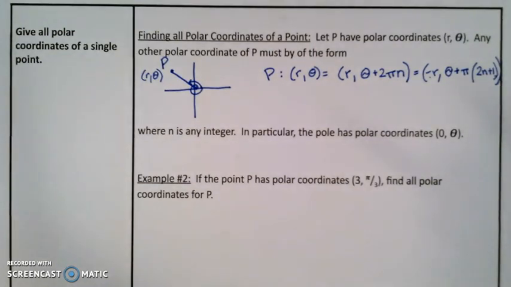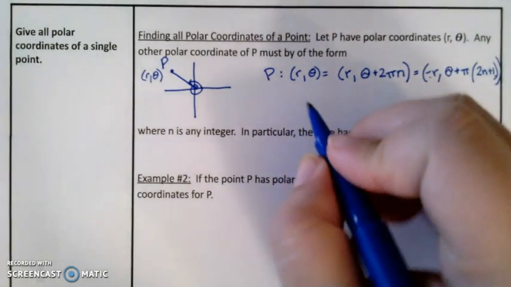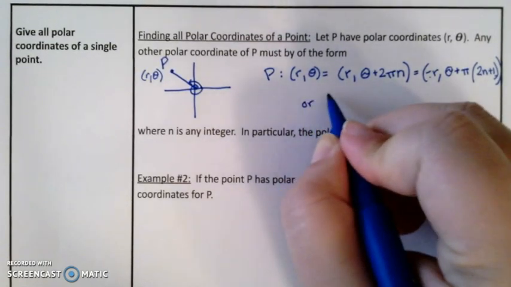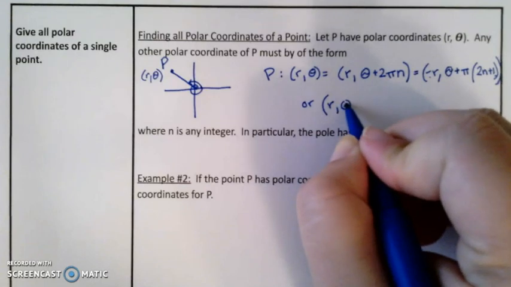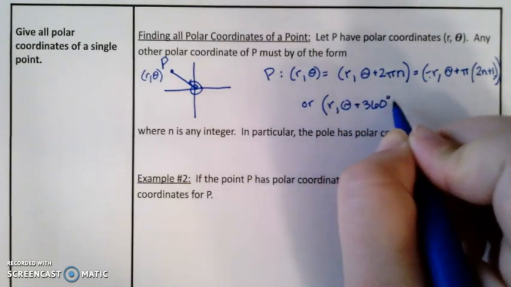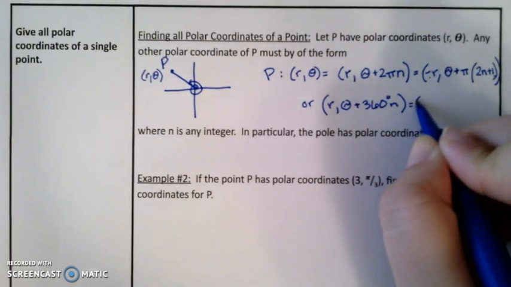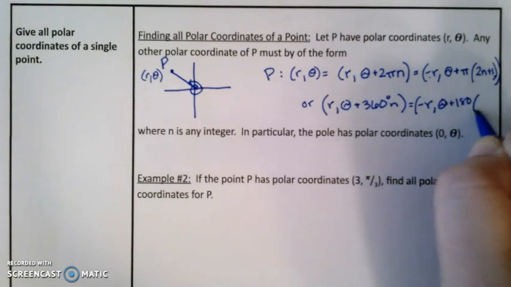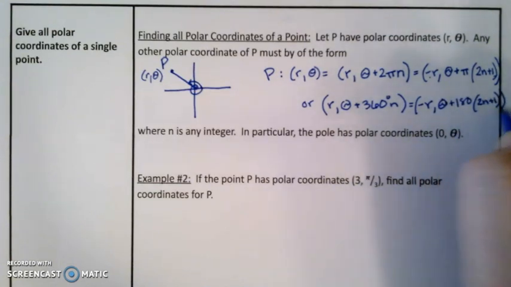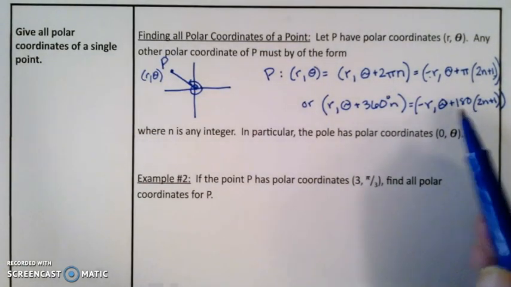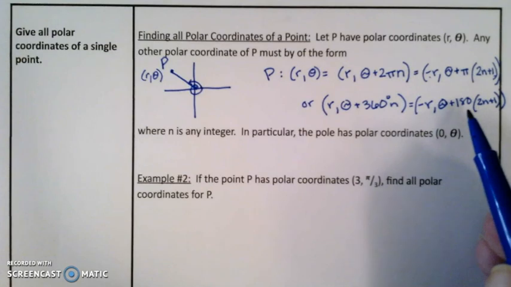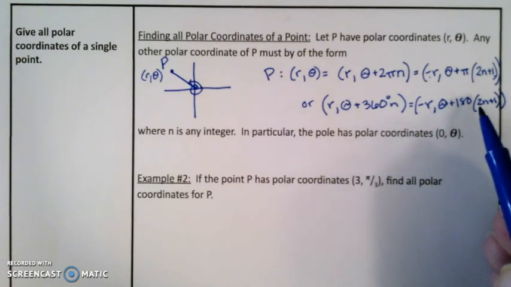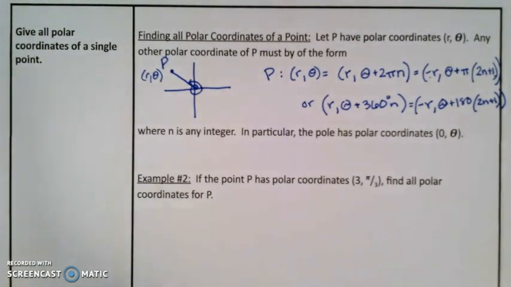So that's saying I can go around as many rotations as I want plus another half rotation with a negative radius, okay? Now the equivalent of this in degrees, I can say this is r, comma, theta plus 360 degrees n, which is the same as negative r, comma, theta plus 180 degrees times 2n plus 1. So I'm saying if I make my radius negative, I go around an extra half rotation plus as many rotations as I want. Okay, and n is any integer. In particular, the pole has the coordinates 0, comma, theta, where theta can be anything.